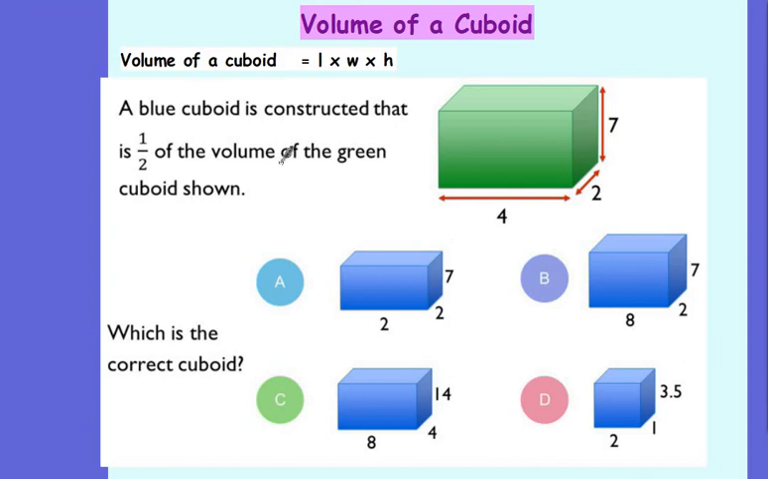And the correct answer I was looking for is A. Think back to our GeoGebra demonstration. We worked out if we just halved one of our lengths, for example 4 to 2, our volume halved as well. So if I want a blue cuboid that is half the volume of the green one, I need A, which is 2 by 2 by 7. You could have also worked it out that the volume of this one was 56, the volume of this one was 28, and 28 is half of 56. And that's the end of today's lesson.